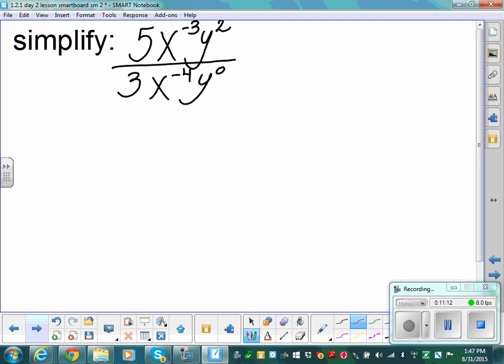So we have on top 5x to the negative 3 y squared divided by 3x to the negative 4th y to the 0. Now if you're out there saying this is easy already, so I'm going to zone out, I think that's maybe what happened to my third hour class. They were lost. They didn't pay attention to the little details.